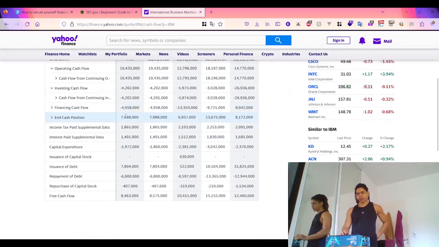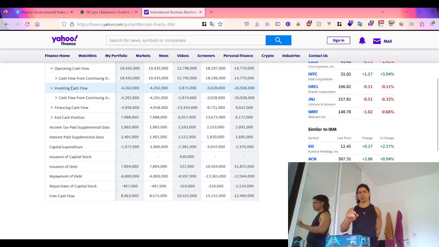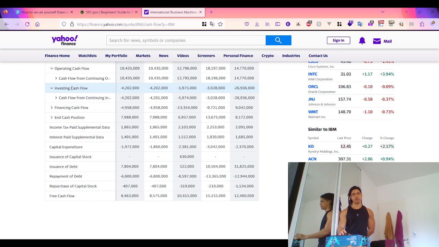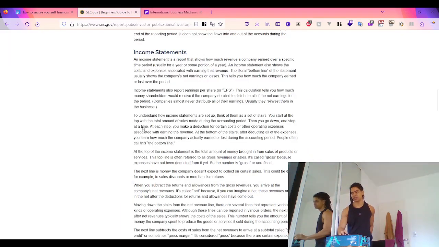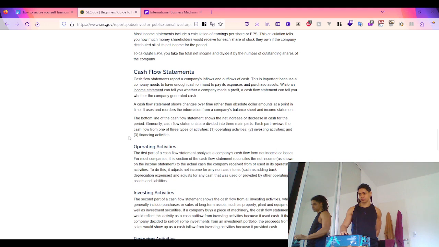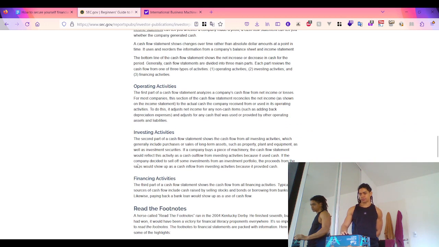So this is the investing cash flow. For example, if a company purchases equipment, let's say machinery or a laptop, this activity is registered as a cash outflow because cash was used for that operation. However, if a company decides to sell some of their investments in a portfolio, this operation is registered as a cash inflow.